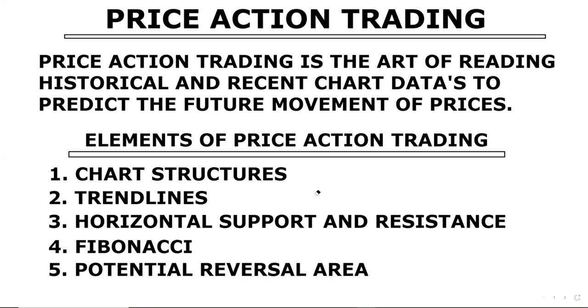Okay, what is the last element of price action trading? It's also known as the potential reversal area. These are levels in the chart that prices get to and may not be able to go beyond. For me to pick an entry, I must see a potential reversal area. It could be a Fibonacci 61.8 level. It could be a Fibonacci 100.0 level. It could be a horizontal support and resistance level. It could be a trend line level.